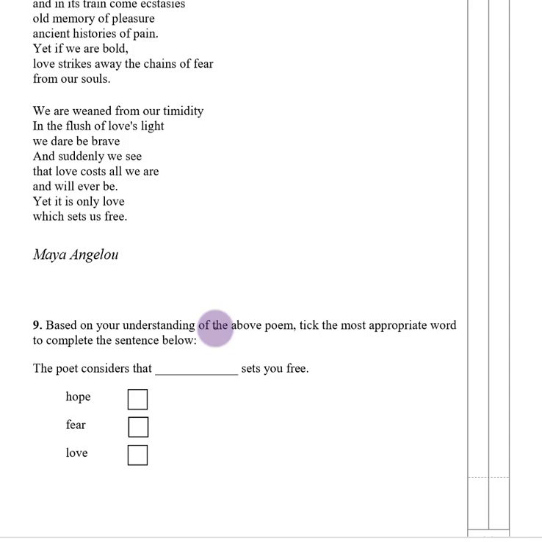So, number 1. Based on your understanding of the above poem, tick the most appropriate word to complete the sentence below. The poet considers that something sets you free. Is it hope, fear, or love? And if you actually look here, it says here, yet it is only love which sets you free. So the answer for number 9 would be love.